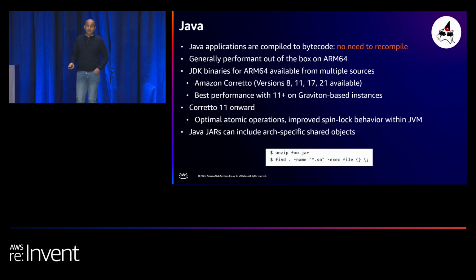Java is also super popular with a lot of our customers. No need to recompile, and it's generally performant out of the box with ARM64. We do have JDKs. There's multiple sources where you can get them, but what we recommend, if you have a choice, is Amazon Corretto. It gives you the fastest path to getting access to a lot of the performance optimizations that AWS is making. So if you have a choice, we would recommend Corretto.